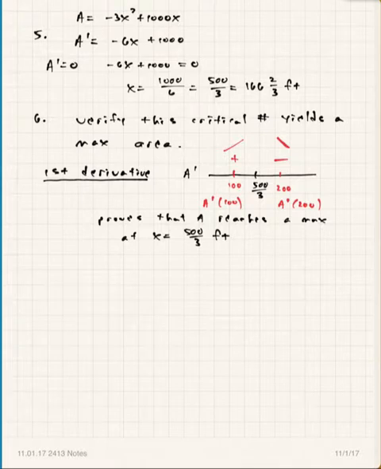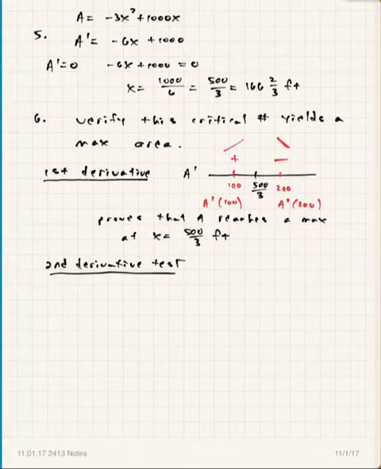All right. Now the second way to prove that 500 thirds yields a maximum is the second derivative test. So we used the first derivative test, and this is the second derivative test. I should have put the word test right here. Okay, so the second derivative test involves finding the second derivative for this function. And this actually works out quite nicely here because the second derivative is negative 6. It's a constant.